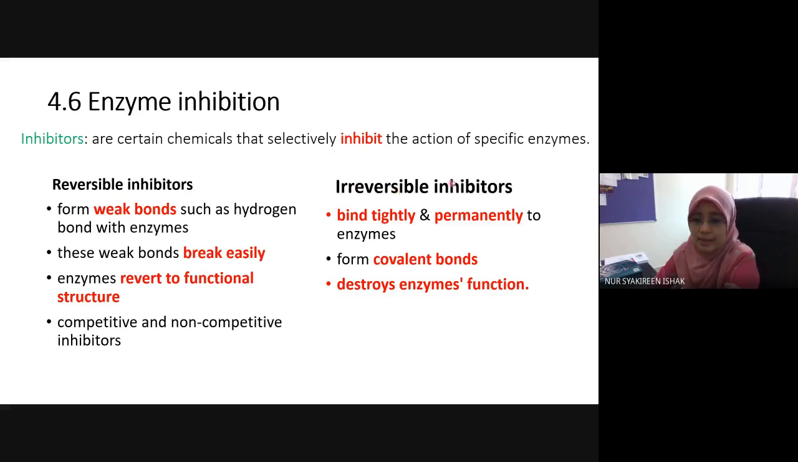But for the second type of inhibitors here, you have the irreversible inhibitors. Because it is called irreversible inhibitors, it means that the inhibitors will bind tightly and permanently to the enzyme. Once the inhibitor binds to the enzyme, they will bind permanently and cause the enzyme to not function anymore. So it destroys the enzyme function. The interaction between the inhibitors and the enzyme is through the formation of covalent bonds. Covalent bonds are strong bonds. So strong bonds are formed between the inhibitors and the enzymes. So the enzyme will not function anymore once you have irreversible inhibitors bind to the enzyme.